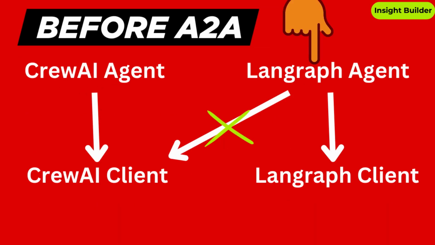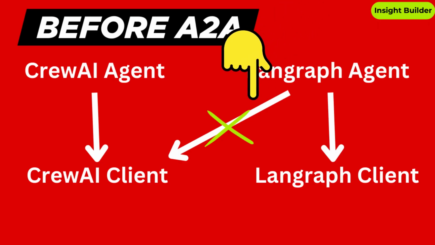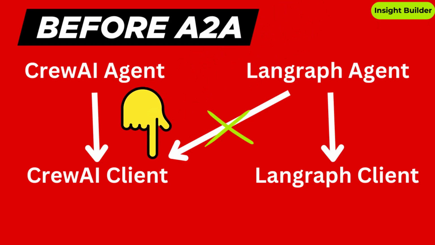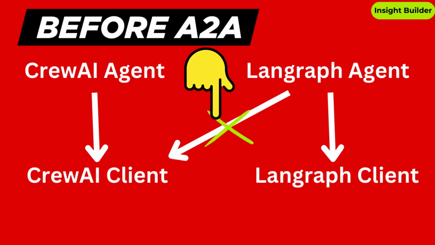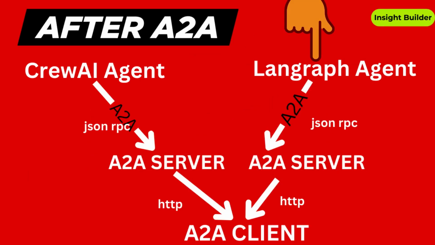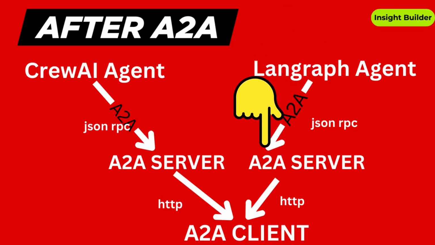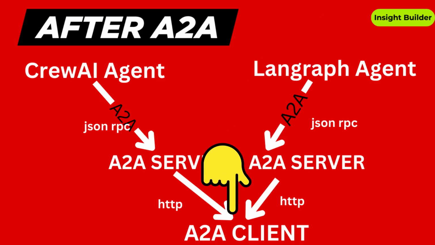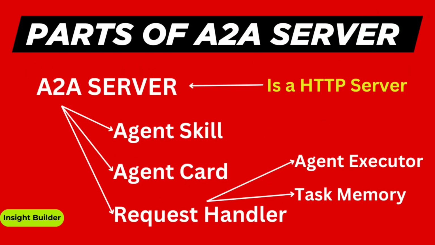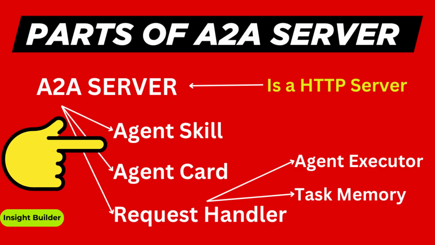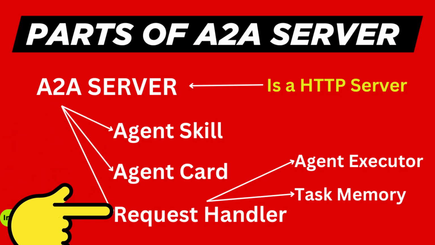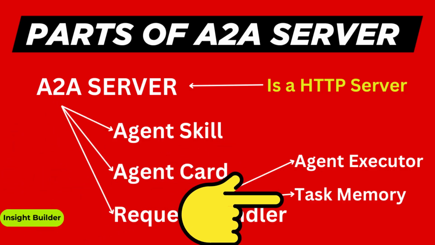If we wanted the LangGraph agent to connect with a client that is designed for a CrewAI agent, it will not work. That is because the agents are designed differently. With A2A Protocol, the agents are placed inside an A2A server, and the A2A client connects with the server to get the AI workflow. The A2A server has three main Python classes: Agent Skill, Agent Card, and Request Handler. Request Handler has the agent executor and the task memory.